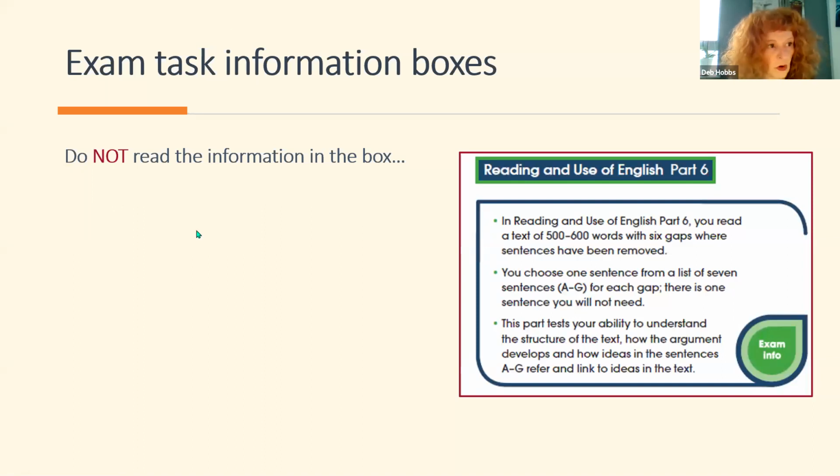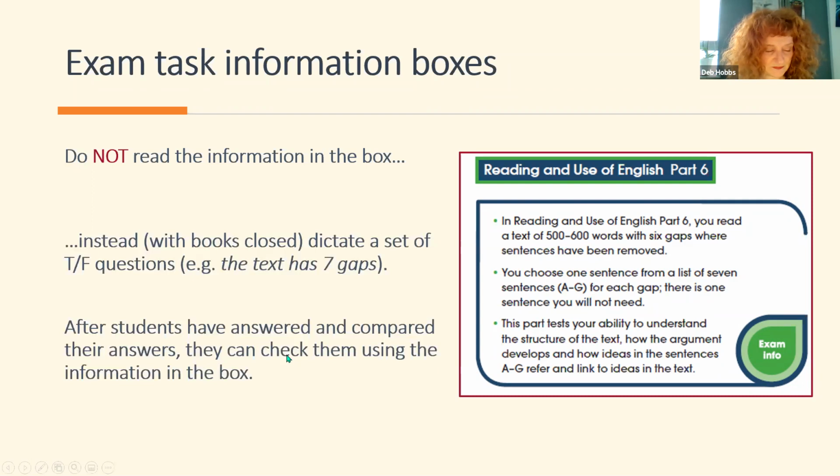Here's another example of something you could do. So this is an exam task information box here for reading and use of English part 6. This one, do not read the information in the box. Instead, ask students to close their book. So don't allow them to look at the tip box, close the books and dictate a set of true and false questions. You can usually do this quite easily if the tip box gives exam information, and then you can turn them into true false questions.